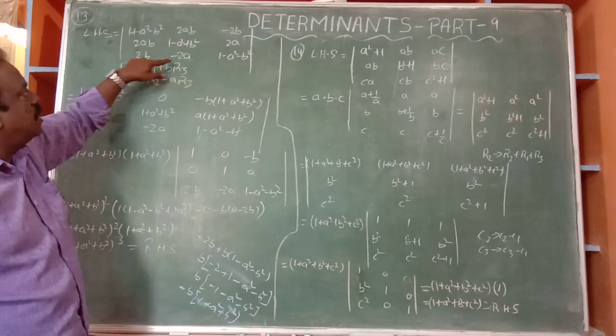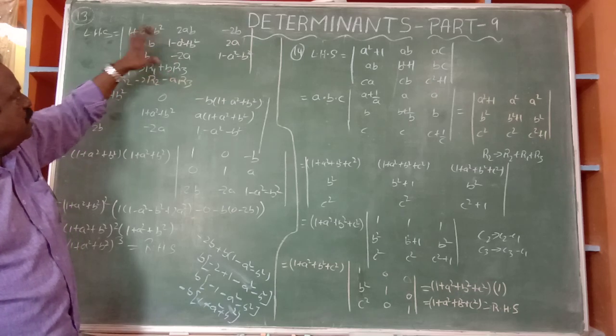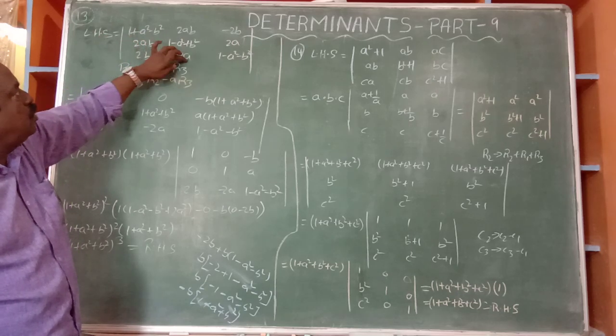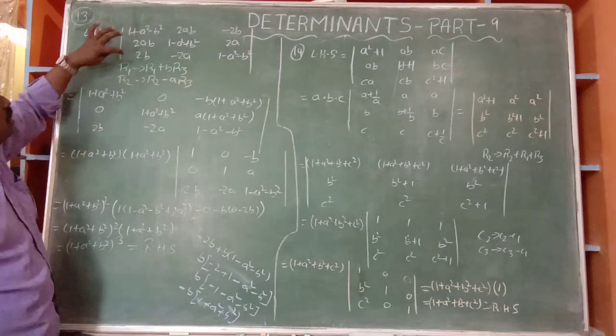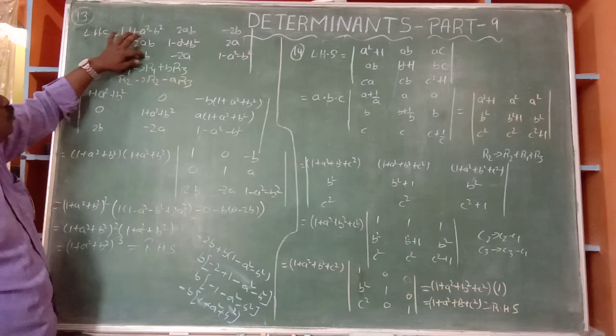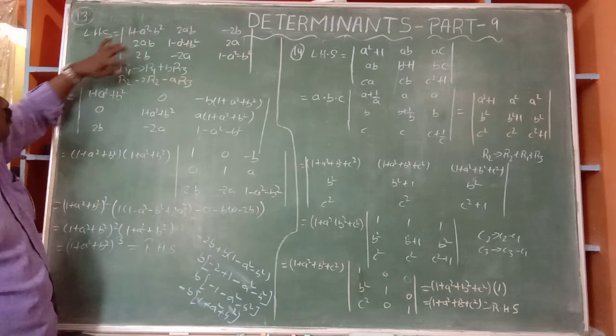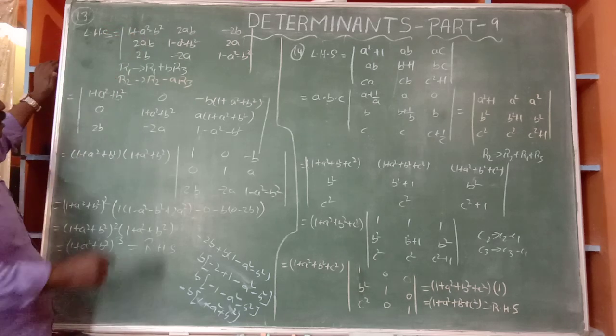Here 2ab. Here also multiplying with the b. Minus 2ab plus 2ab cancels 0. Here also very simple. Minus b square is there. This is 2b square. Minus b square plus 2b square. We get 1 plus a square plus b square. Okay, now like this.